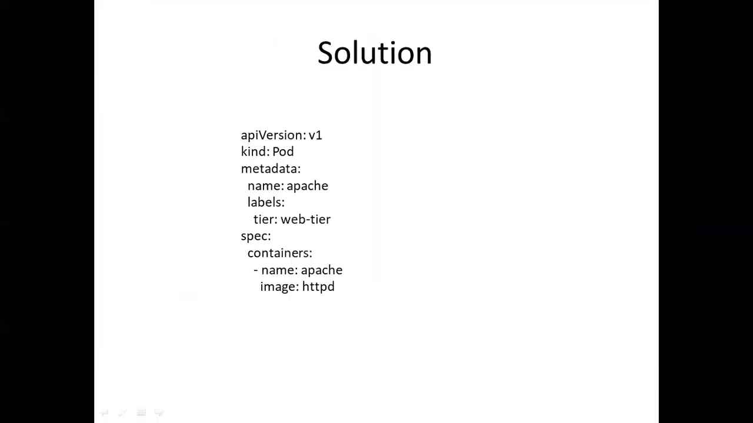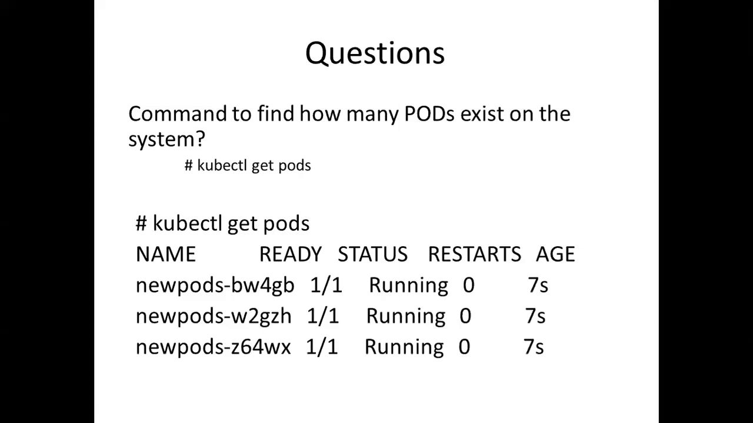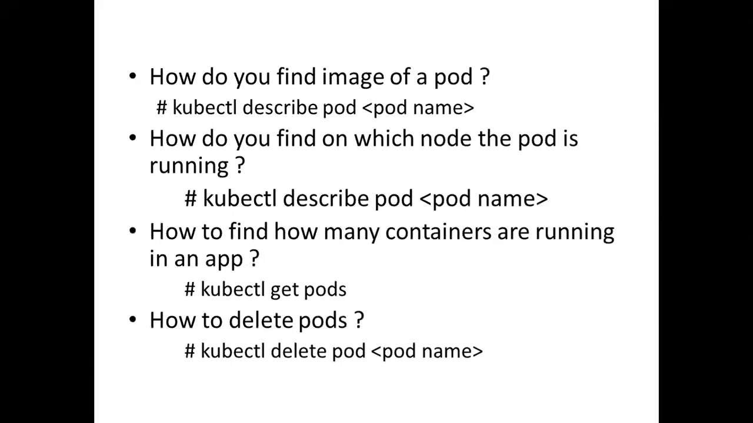Same thing, but looks like in a pod. Okay, command to find how many pods exist: kubectl get pods. How do you find the image of a pod? Describe pod. How do you find on which node the pod is running? Describe pod, give the pod name. How to find how many containers are running in a pod? Get pods. Yeah, how do you delete a pod? You can delete pod with pod name.